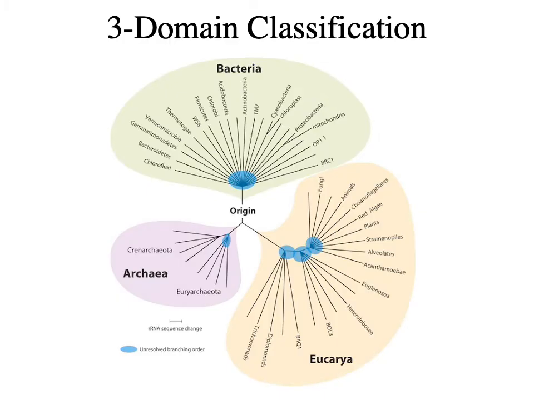So here is how that tree would look with the 3-domain classification: the archaea, the bacteria, and the eukarya or eukaryotes. And you can see there are different branches within each domain. And so those closest branches would be the most similar organisms.